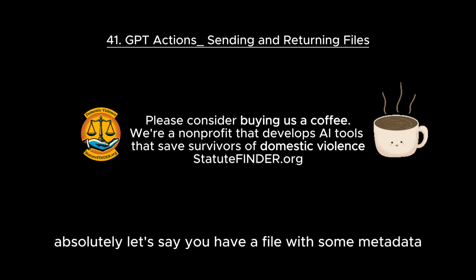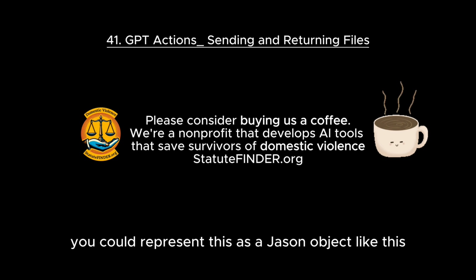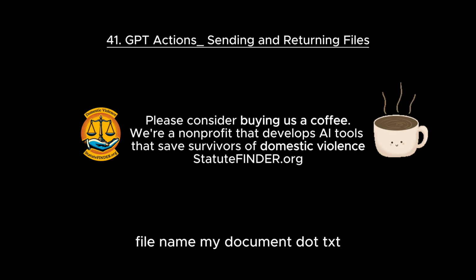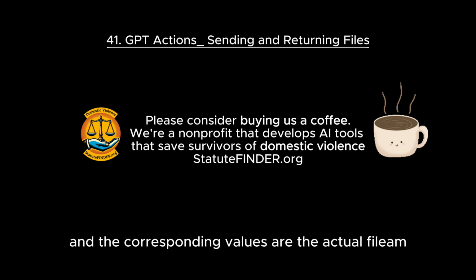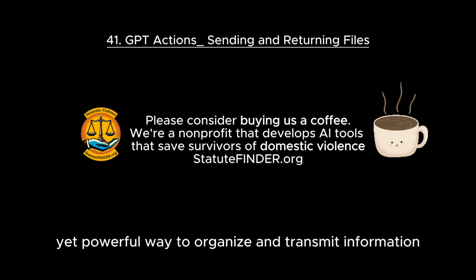Absolutely. Let's say you have a file with some metadata, like the date it was created and the author. You could represent this as a JSON object like this: file name, mydocument.txt; date created, 2023-12-28; author, Jane Doe. So in this case, file name, date created, and author are the keys, and the corresponding values are the actual file name, date, and author's name. Exactly. It's a simple yet powerful way to organize and transmit information.